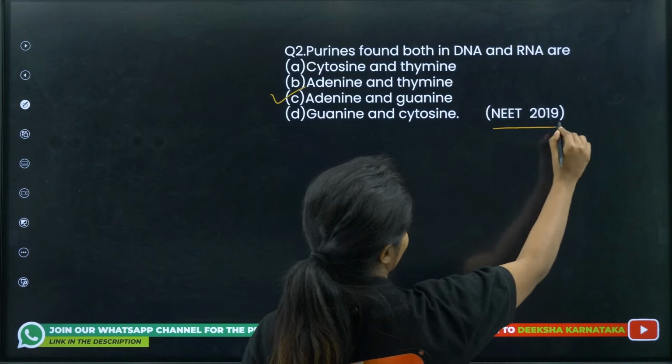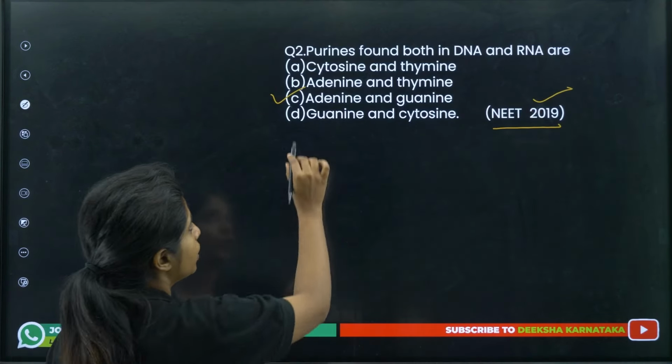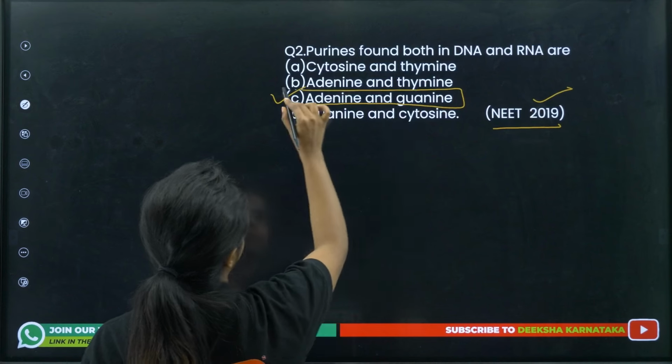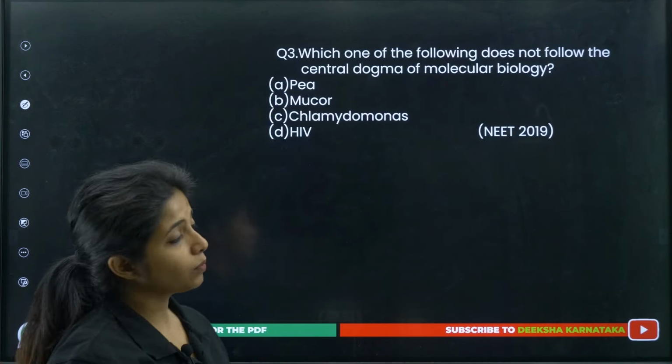It is a NEET 2019 question. Again, a very easy question, I'll say easy. Going ahead, which one of the following does not follow the central dogma of molecular biology?